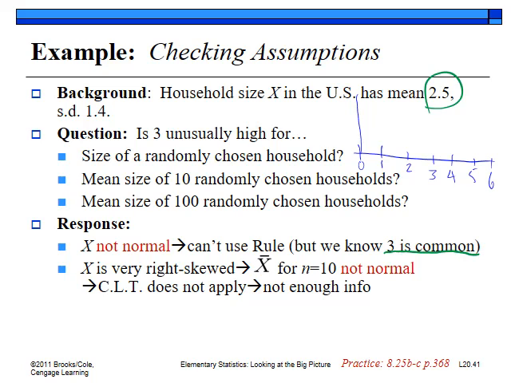So 1 is people living alone. I expect that to be about that tall. 2 would be like married couples with no kids or single parents with 1 kid. I expect that to be bigger than 1, but not significantly bigger than 1. So 3 might be 2 parents with 1 kid or 1 parent with 2 kids. There's 2 parents with 2 kids or 1 parent with 3 kids and so forth. Do you see how this is looking pretty strongly skewed to the right? Since it's so strongly skewed to the right, 10 is not a big enough sample size to get that this is normal.